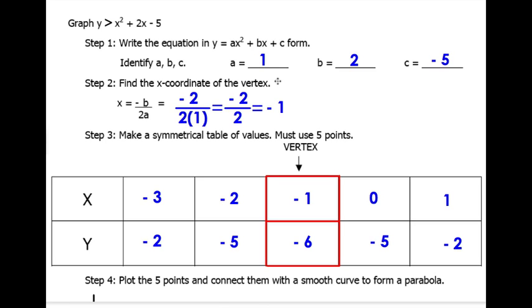After that, you find the x coordinate of the vertex by using this formula. x equals negative b divided by 2a. Take these values from step 1 and substitute in the formula. When you simplify, your x coordinate of the vertex is negative 1.